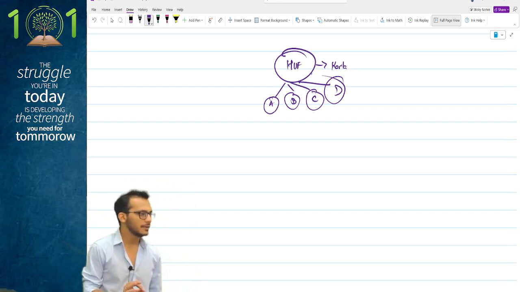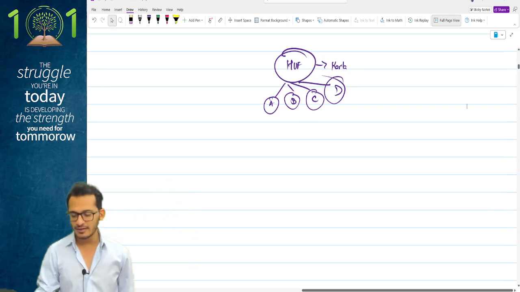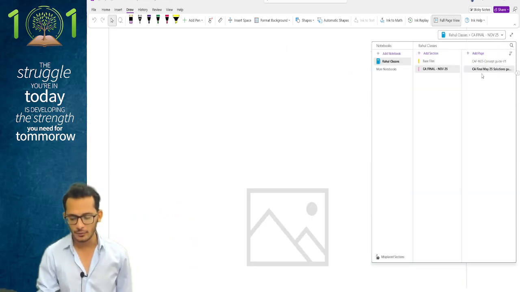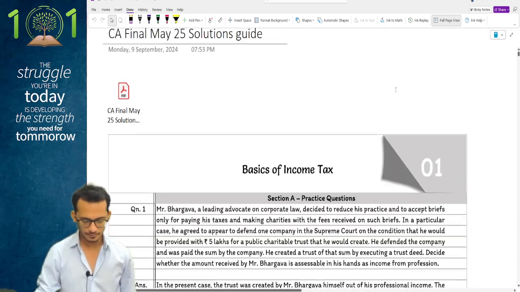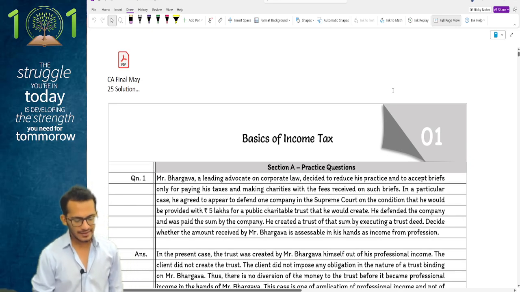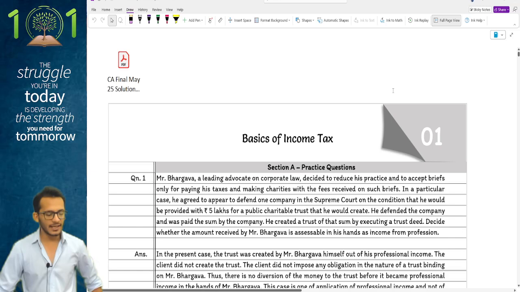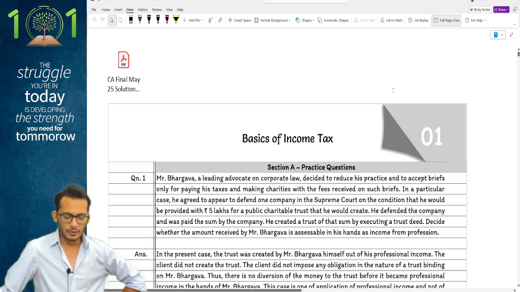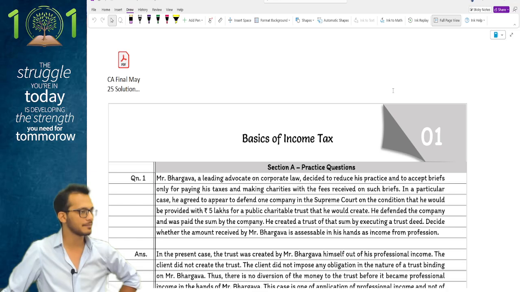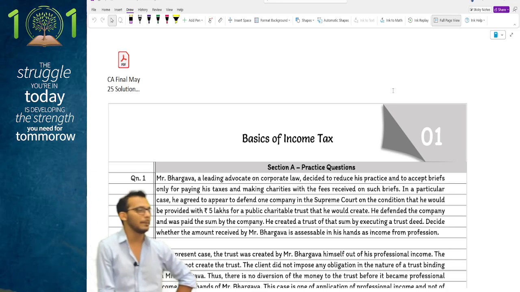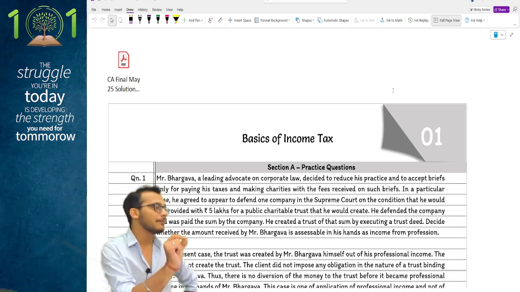Clear enough? Sweet? Great. I'm going to show you a few questions from a study material. Let's see if you're able to answer the same questions. Look at the question. It says, Mr. Bhargava is a leading advocate on corporate laws, has decided to reduce his practice to accept briefs only for paying his taxes and making charities with the fees received on such briefs. So he's saying, I'm deciding to stop my practice and I will receive only enough money to pay my taxes.